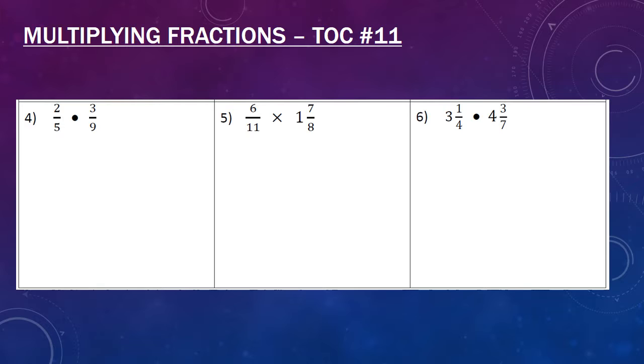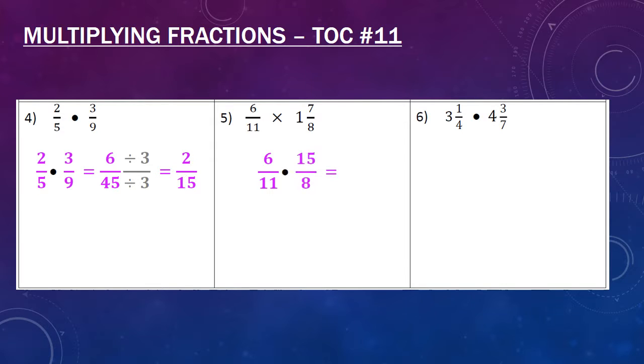Number 4 is straightforward. It's got 2 fractions, so we're just going to multiply across. 2 times 3 is 6, and 5 times 9 is 45. And I can simplify these both by dividing by 3, and I get 2/15. Looking at number 5, I have 6/11 times 1 7/8. Cannot multiply that mixed number, so I have to convert it to an improper fraction. So then I have 6/11 times 15/8, since 8 times 1 is 8 plus 7 is 15.